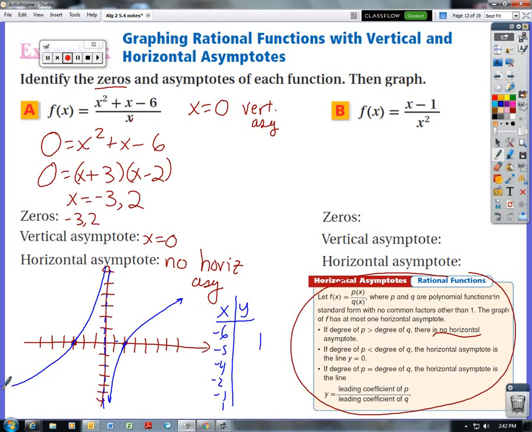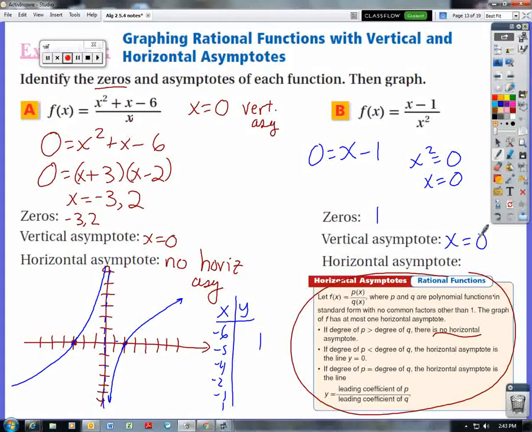Next. Letter B. And if you want, you can pause the video and try it on your own. So zeros, I'm going to set the numerator equal to 0 and solve. I could actually do that in my head. I can see that that's 1. So 1 is the zero. Vertical asymptote, I'm going to set the denominator equal to 0 and solve. There's only one solution on that one. It's 0. So again, it has a vertical asymptote at x equals 0.